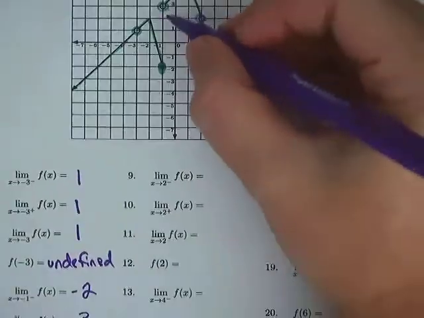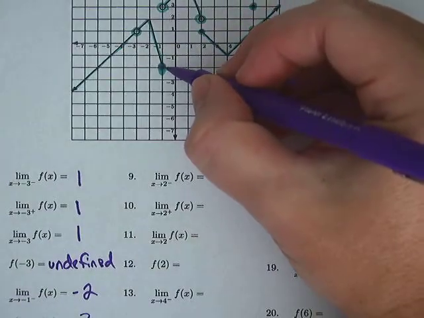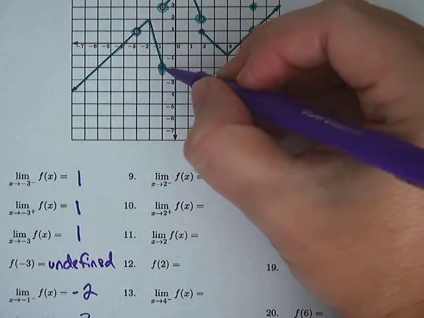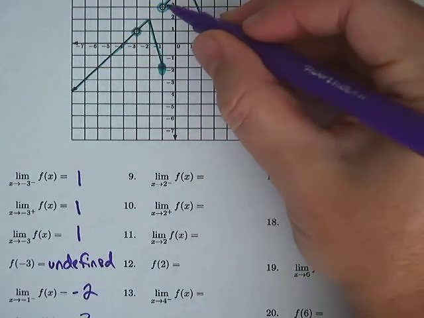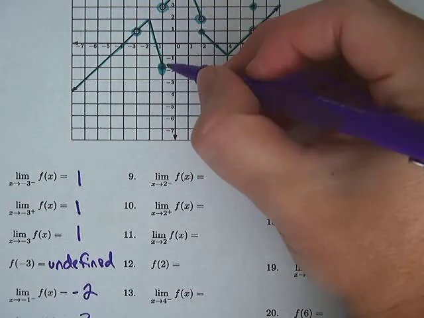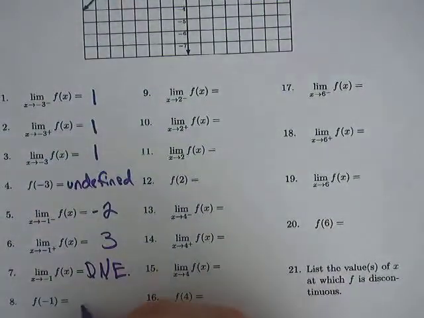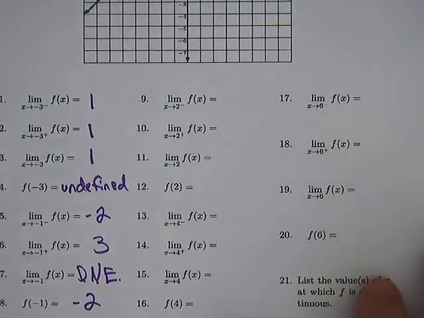Okay, and what is the function value at -1? Well, the function value there is where there's a solid point. That's down here at -2. So f of -1 is -2. See, up here there's just a hole. That's not a value there. This is the value, -2.